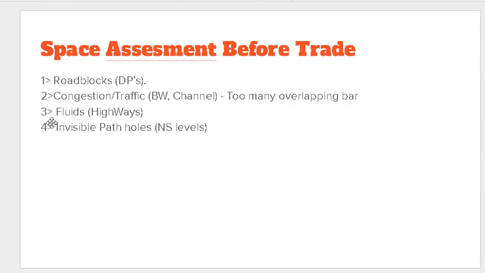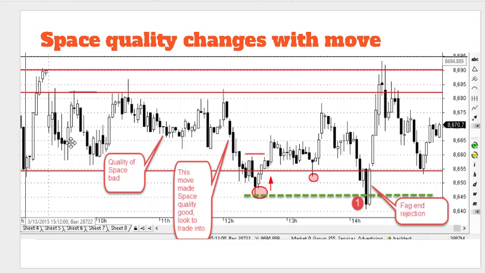Look at this. If you have too many overlapping bars, you don't want to trade into this. If you take a trade here, it will get stalled somewhere here, and there is always a chance of a rejection to the upper side. Once the space becomes smooth, there are no overlapping bars here. The space from here to here was considerably smooth. That is the time you look to take the trade into it.